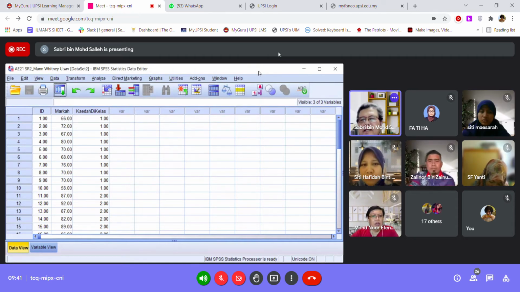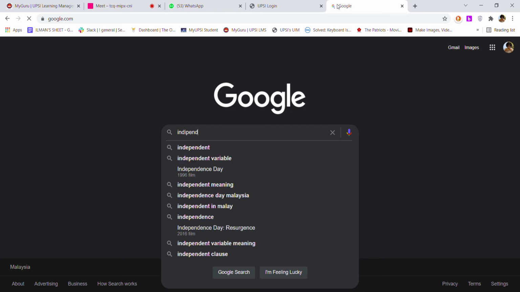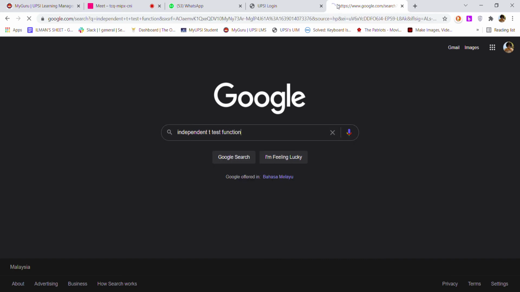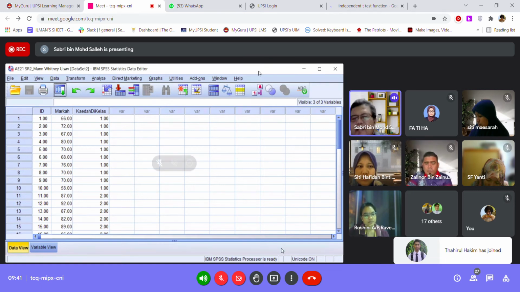Ingat tak? To see difference between two groups. Provided apa dia? Dua syarat mesti ada. Satu, data scale. Dua, distribution mesti normal. Okay ya? So these two conditions must be fulfilled. Then it has a parametric version.